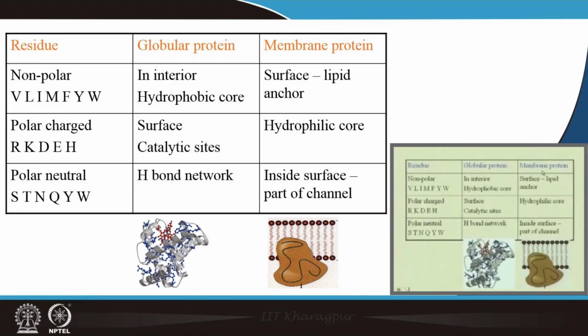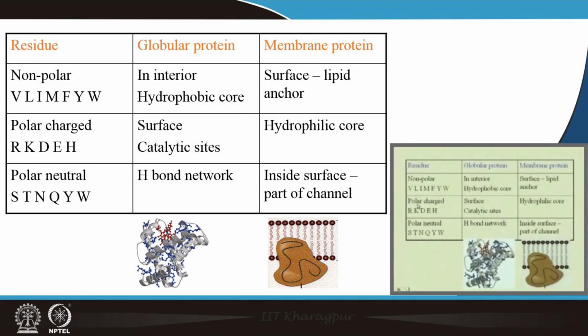If we look at a membrane protein, on the other hand, the non-polar residues are not in the interior, they are on the surface. Why? Because they interact with the lipid, because they have to anchor themselves to the lipid, and this hydrophobic tail would not want a polar to interact with a polar residue. So, the non-polar residues would preferably be on the surface in the case of a membrane protein.